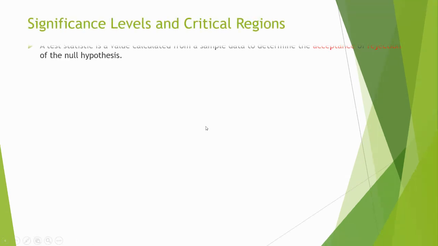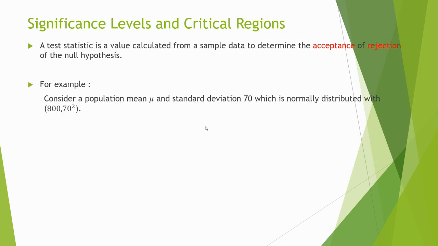Now let's look at what significance levels and the critical region are. A test statistic is a value calculated from sample data to determine whether we accept or reject our H0. For example, consider a population of mean mu and standard deviation 70, which is normally distributed with variance 70 squared. Our H0 is defined by mu equals 800, and our H1 is mu greater than 800. This is based on the first example just now.